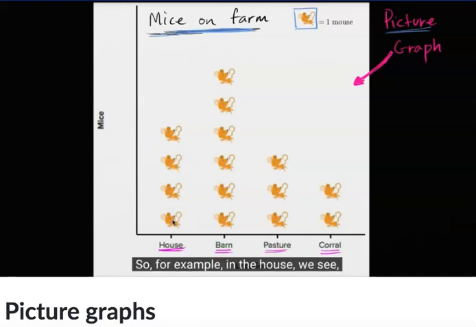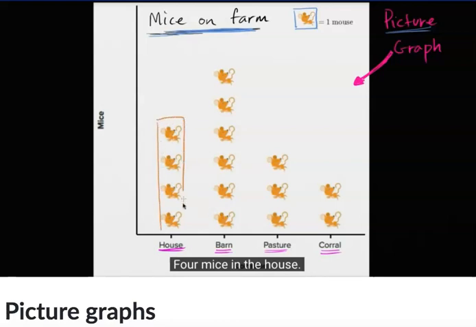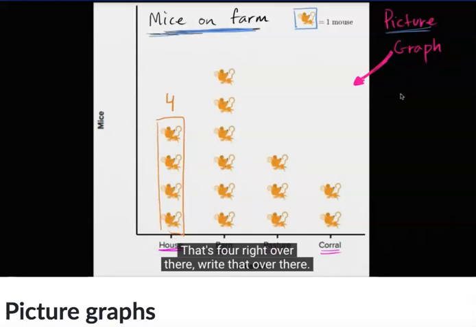So, for example, in the house, they tell us that's one mouse. It says 1 plus 1 plus 1 plus 1, or 4 mice. 4 mice in the house. That's 4 right over there. Could write that over there. 4 mice in the house.